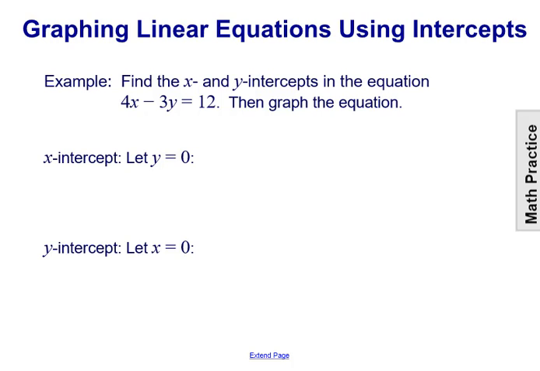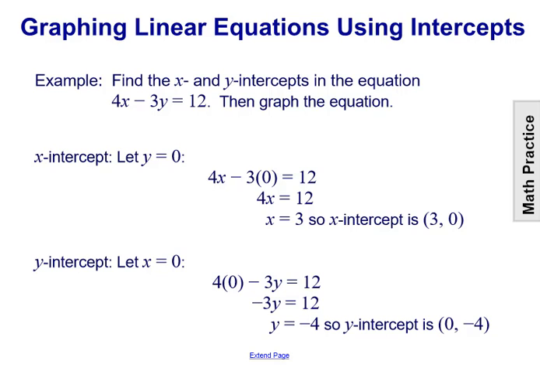Let's try another example. We have the equation 4x minus 3y equals 12, and we want to find the x and y intercepts of the equation and then graph the equation. So we start with our known fact of every x and y intercept, that for the x-intercept y equals 0, and for the y-intercept x equals 0. We'll use that to substitute those known values into the equation to solve for the other variable.